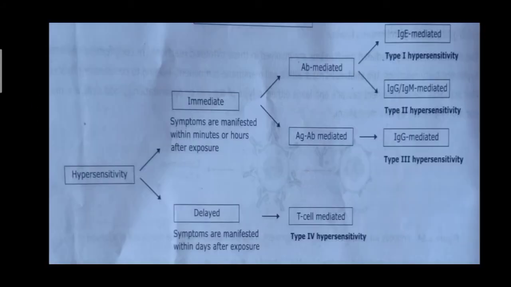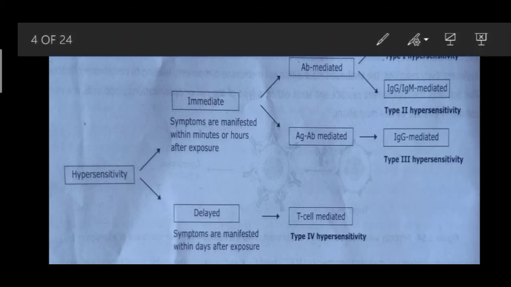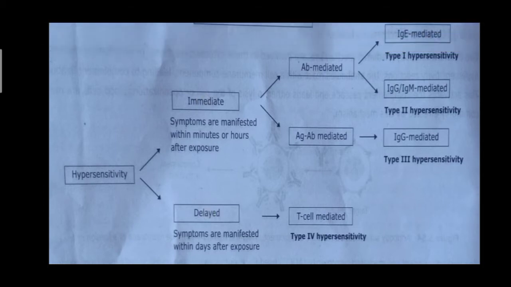Hypersensitivity has traditionally been classified into immediate and delayed types, based on the time required for the sensitized host to develop clinical reactions on re-exposure to the antigen. Here you can see that hypersensitivity is classified into two, immediate and delayed. For immediate, symptoms are manifested within minutes or hours after exposure. It means it's an acute response.